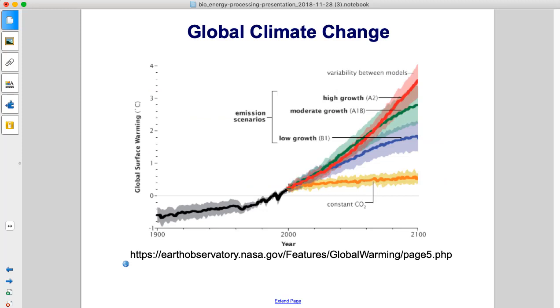Here you see a graph that shows the surface warming over time that we saw from the year 1900 through 2000. And then it also gives you different scenarios that are possible if we had constant CO2 emission or a low growth in CO2 emission, moderate or high growth. So with that increase in emission of CO2, you will see an increase in the global surface warming.